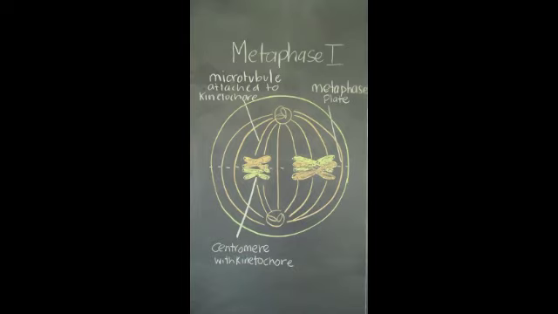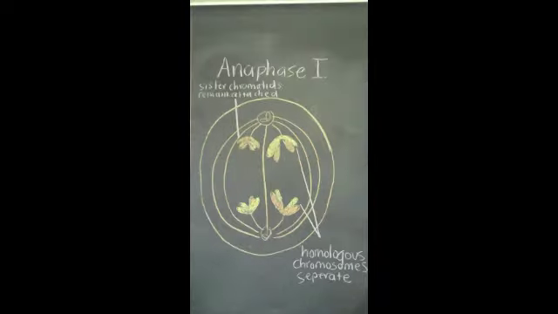Metaphase 1. In this process, the newly intermingled tetrads line up on the metaphase plate. Anaphase 1. In this process, the pairs of homologous chromosomes split as a result of shortening kinetochore microtubules and begin moving towards opposite poles of the cell.